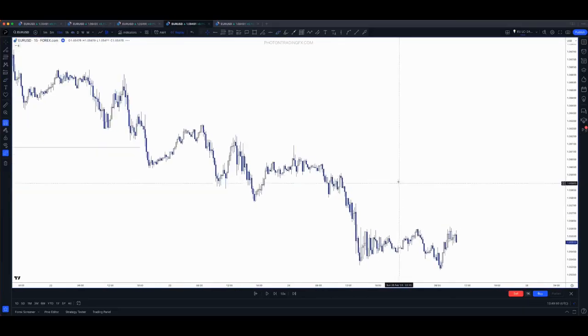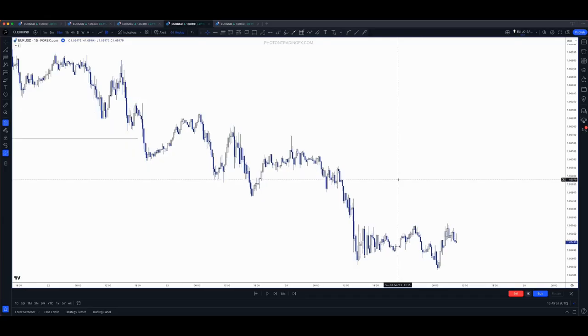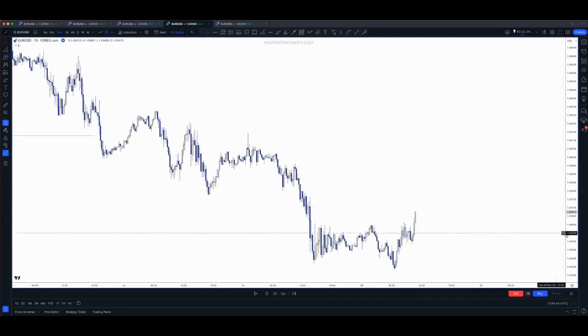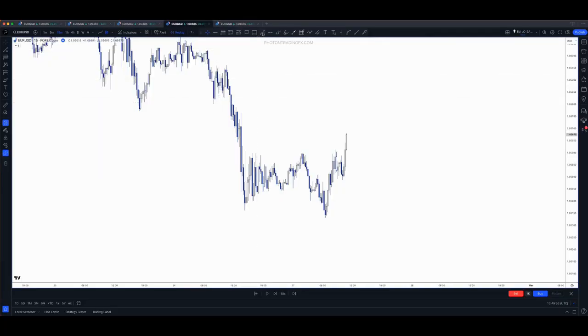If we jump down to the M15, just going to play it forward a little bit. Okay, what do we get? We get a clear bullish shift in M15 structure. Okay, took the low, and then we took the highest point. Okay, and then we got a bullish BOS.